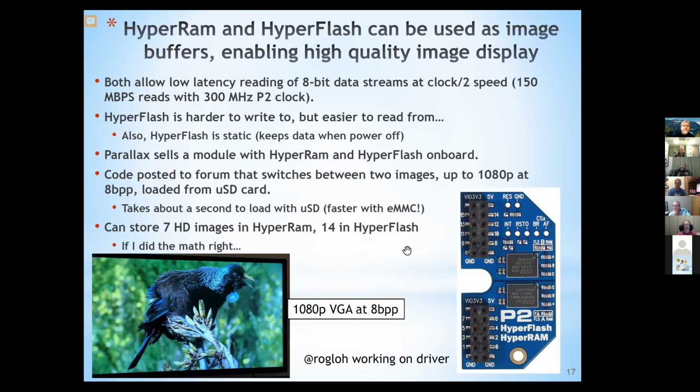So when you want to do higher resolution video, this might be nice for showing static images or a slideshow, things like that. You can use the HyperRAM and HyperFlash as a display buffer to let you do that, because something like this 1080p image is way bigger than hub RAM. But the HyperRAM kind of makes it easy to get more memory, fast, high-speed memory to the P2. And the driver allows you to read in 8-bit data at clock over 2, which means up to like 150 megabits per second, maybe even faster.